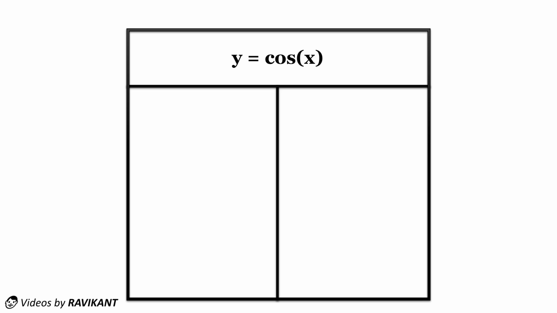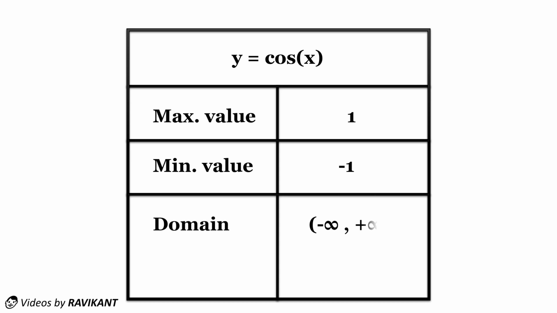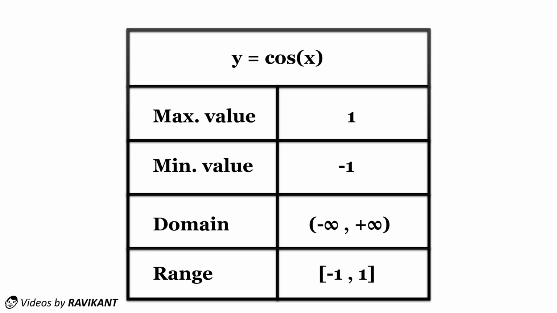So what do you know about this function y is equals to cos x? We know that the maximum value is 1, the minimum value is minus 1, the domain is minus infinity to infinity, and the range is minus 1 to 1. So these are the points that are really important for you.